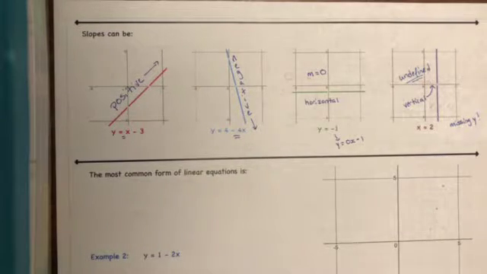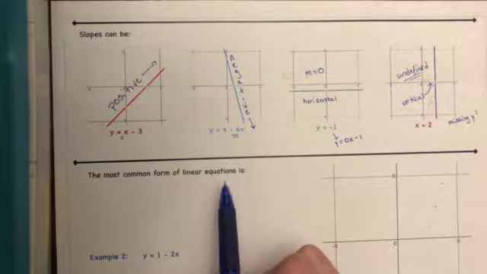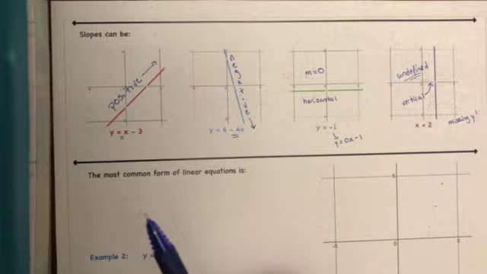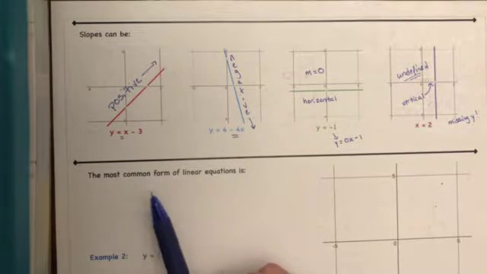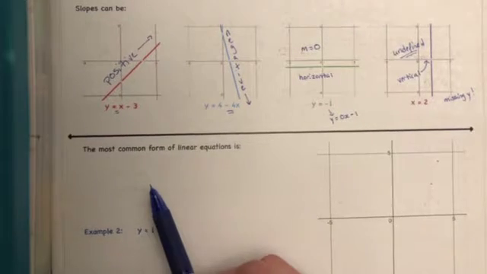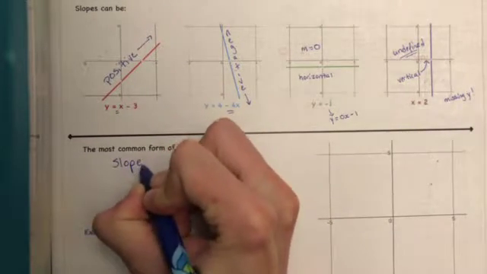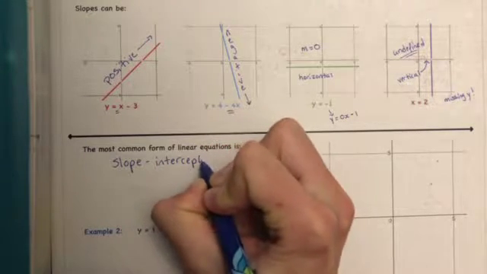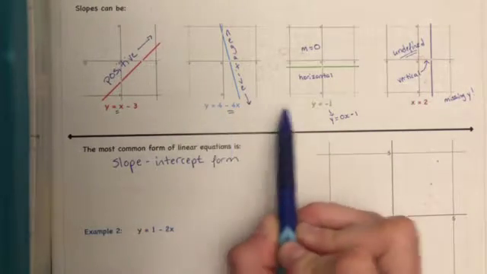All right. So next, we're going to talk about the most common form of linear equations. There are a couple other forms, but those are going to be talked about in video 1.1b. And so the most common form of linear equations that we'll see in class is called slope-intercept form. Slope-intercept form. And that's the form that these equations up here are in.